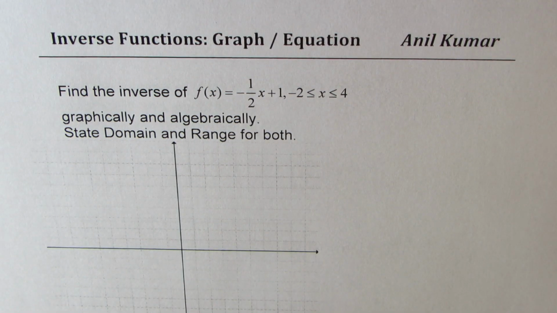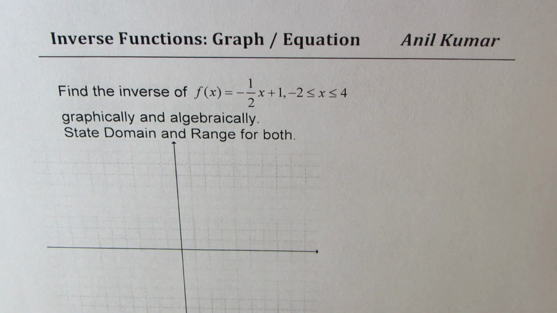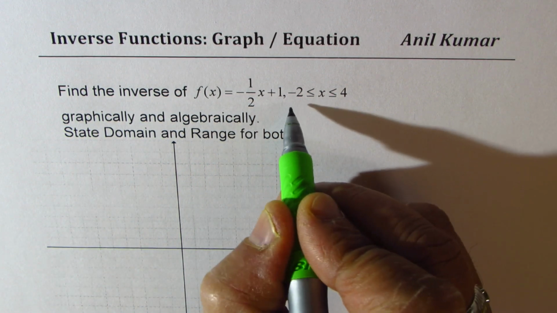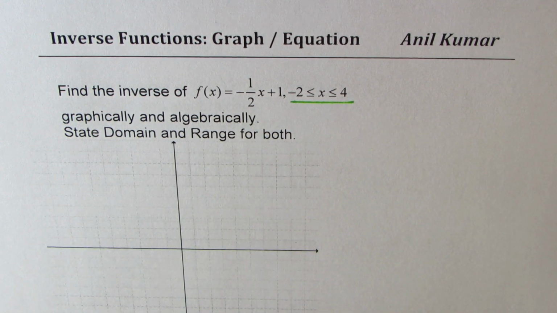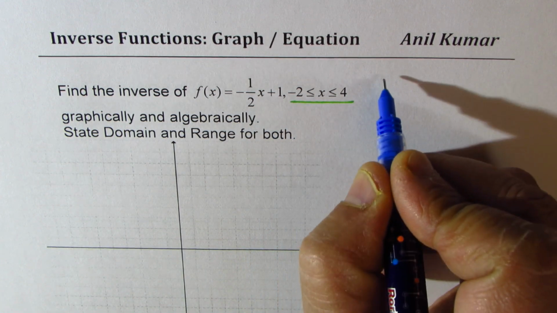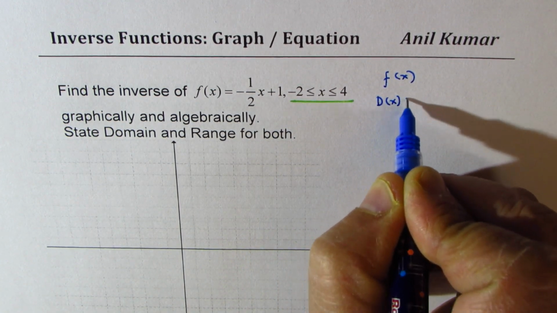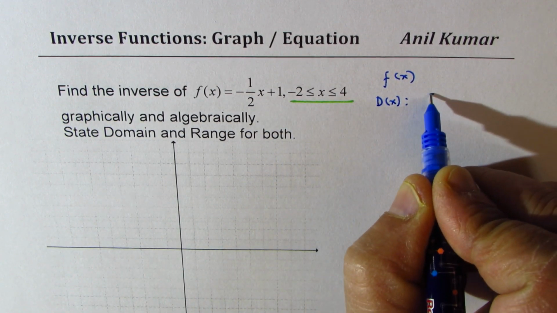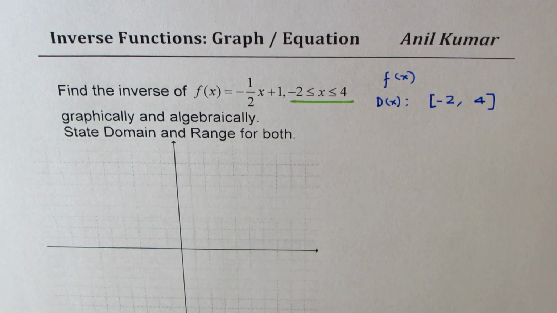The very first function which we have taken is a linear function. We need to find the inverse of f of x equals minus half x plus 1, but there is a constraint here. Make a note of this. Now that also gives you the domain, right? So the domain of the function is between minus 2 and 4, both included, right?